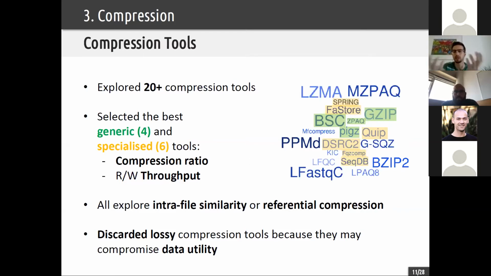So it's a limited inter-file similarity, so it cannot even be considered inter-file similarity. We also discarded lossy compression tools because hospitals and biobanks spend a lot of money to sequence this data, so they don't want to lose it. They want to store and process exactly the original data coming from the sequencing machines.